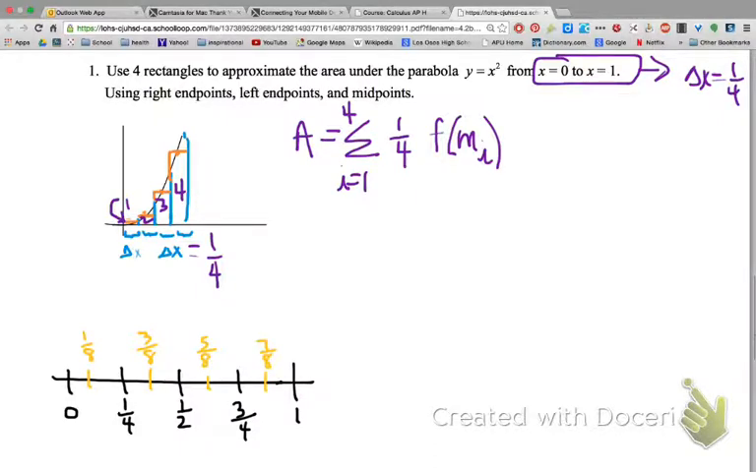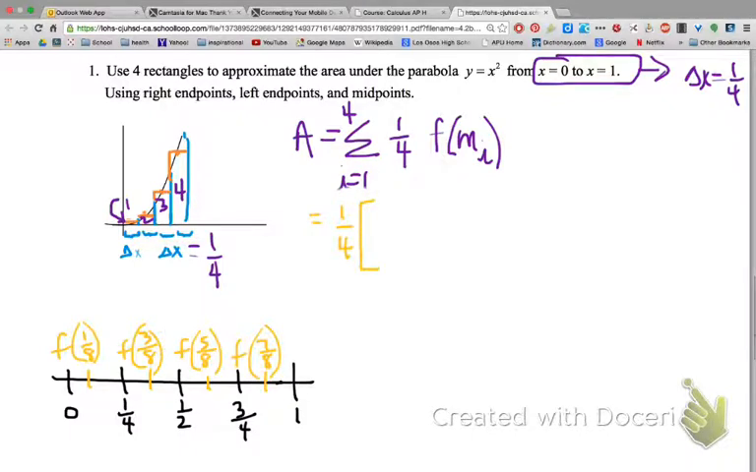So I want to find f of each one of these. And since I have my function, it's x squared, I'm just going to plug that in. So it's going to look like this. Well, actually, I don't even need that notation anymore. I'm going to expand it out. Silly Torres. So I'll be doing 1/4.